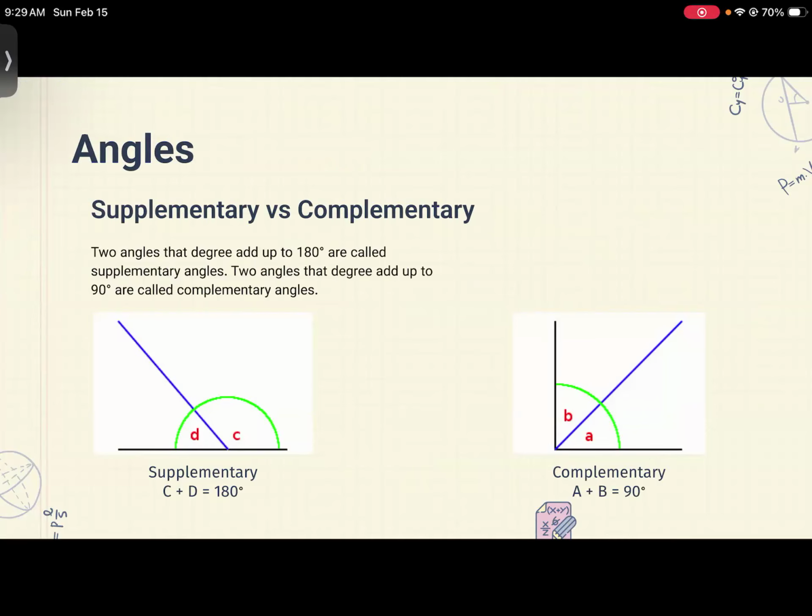So we can see on the left, C plus D is equal to 180, so those two angles, C and D, are supplementary. And then on the right, A plus B added up is equal to 90, so angles A and B must be complementary as well.